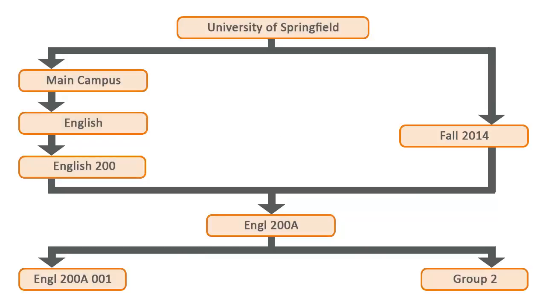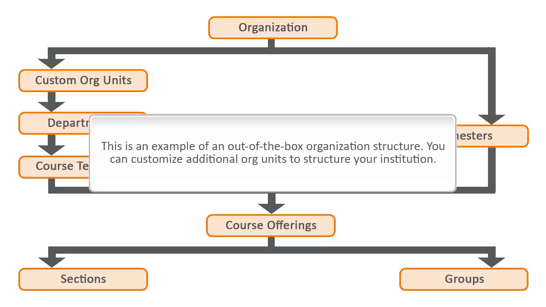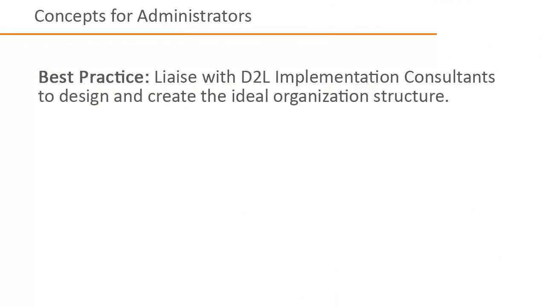Org structures are flexible in their composition. You can tailor org units to best fit your institution's purpose. This is an example of an out-of-the-box organization structure. You can customize additional org units to structure your institution. As a best practice, you should liaise with D2L implementation consultants to design and create the ideal organization structure.